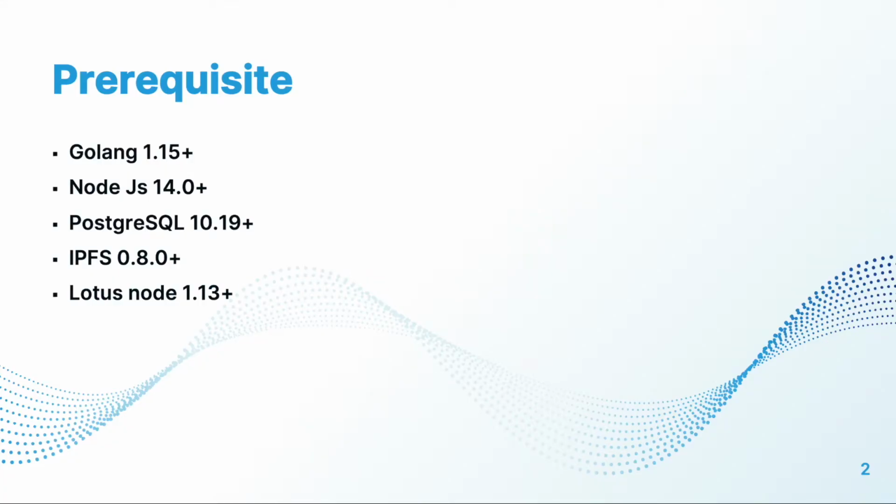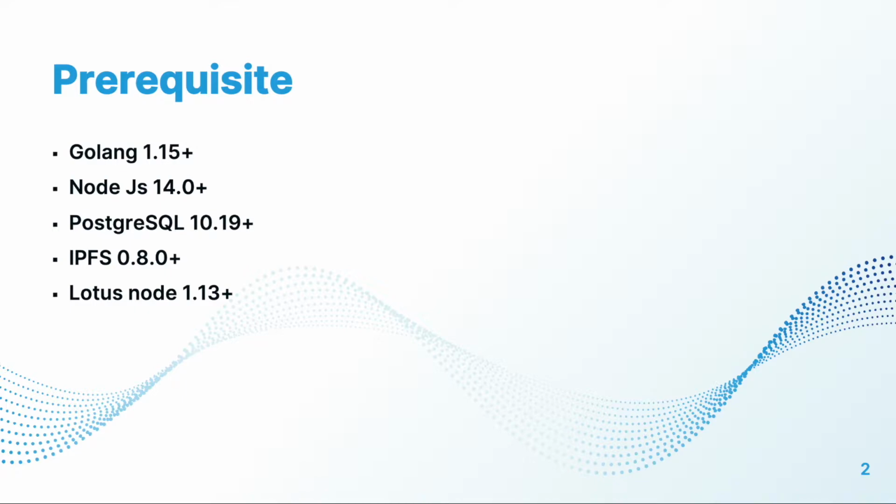Before installing FS3, there are 5 prerequisites you need to meet. First, you need to install Go version 1.15+. Second, you need Node.js version 14.0+. Third, a PostgreSQL database needs to be pre-built for FS3 server usage.